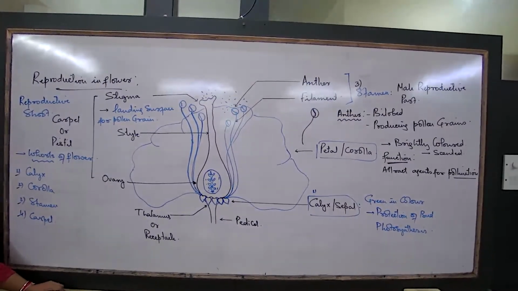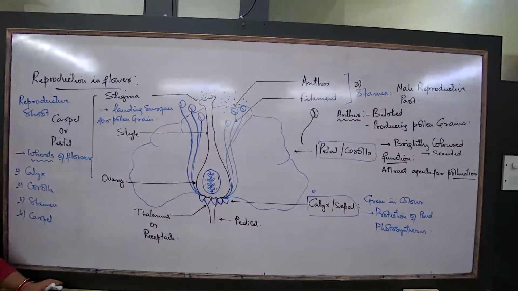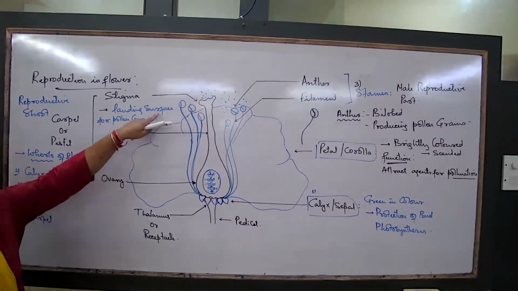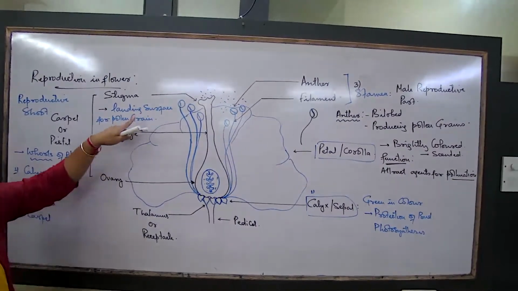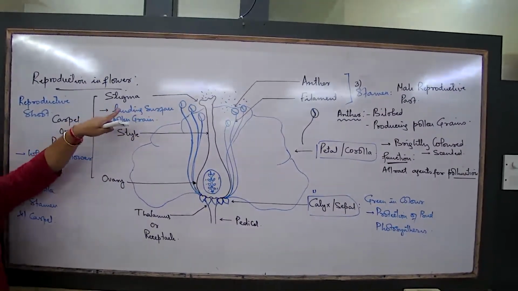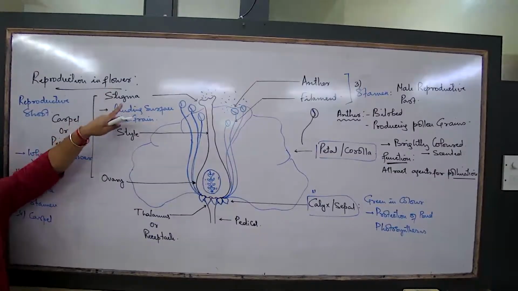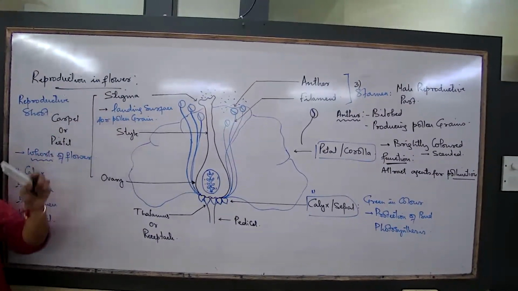Now when we are talking about the stigma, what is the function of the stigma? The function of the stigma is it is the landing ground for the pollen grain. Then only the process of pollination and fertilization will happen.